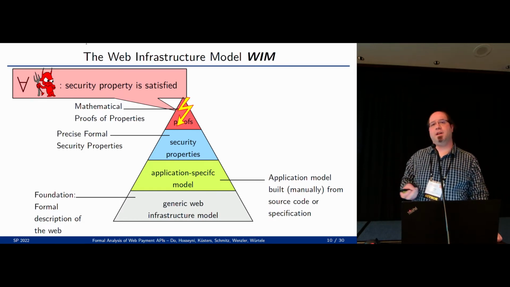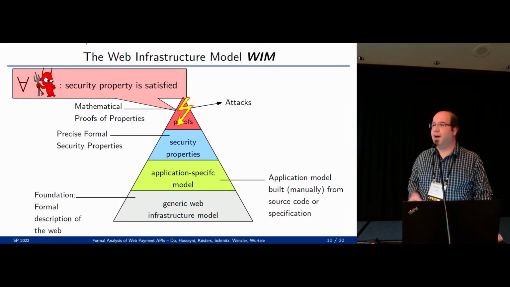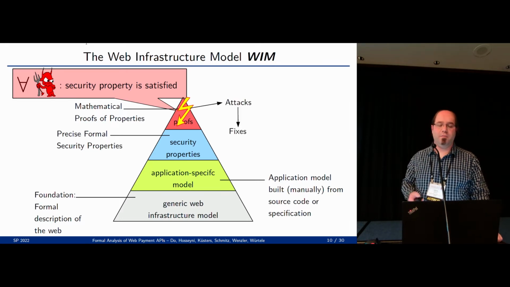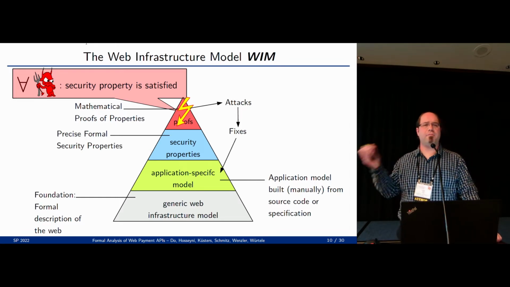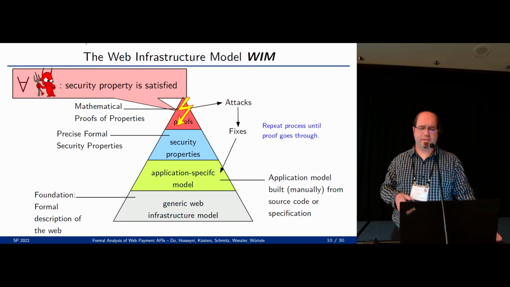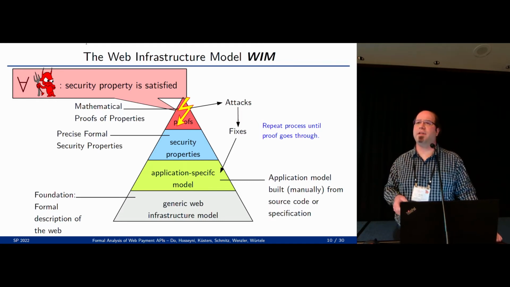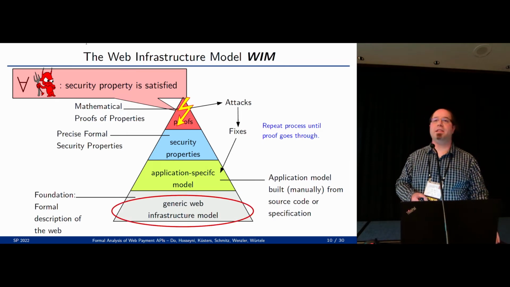Of course, a proof can also fail. In this case, we can analyze why the proof failed and use that insight to derive attacks. But more importantly, we can also use that knowledge to develop fixes. We can then reflect these fixes into the model and then essentially rinse and repeat that process until our proof finally goes through.